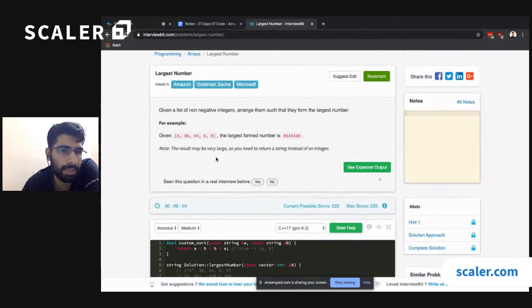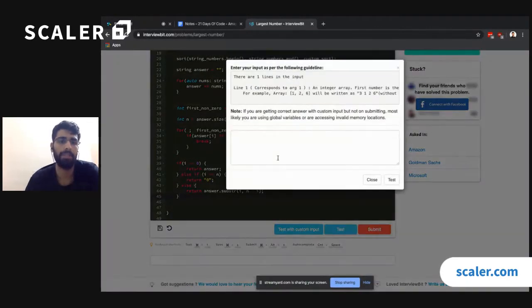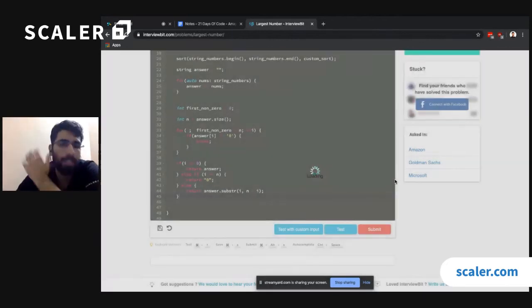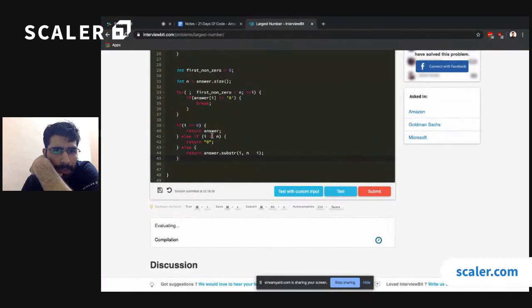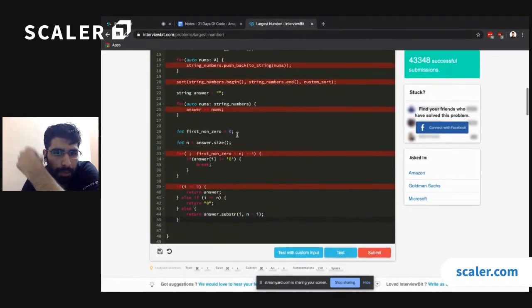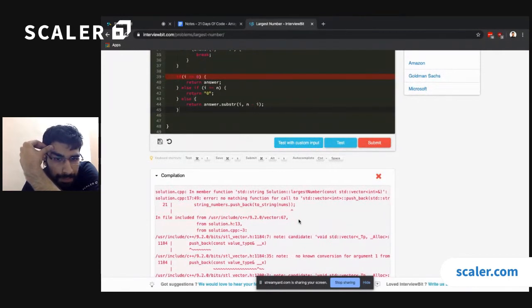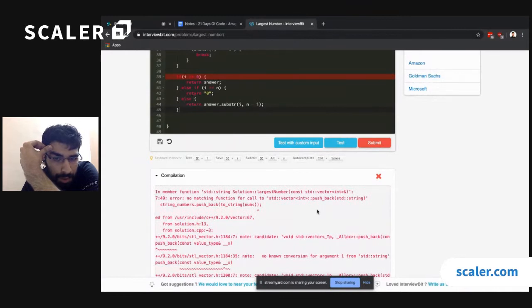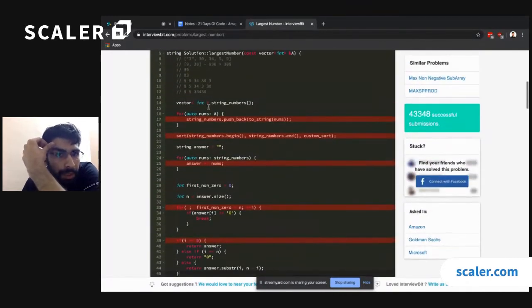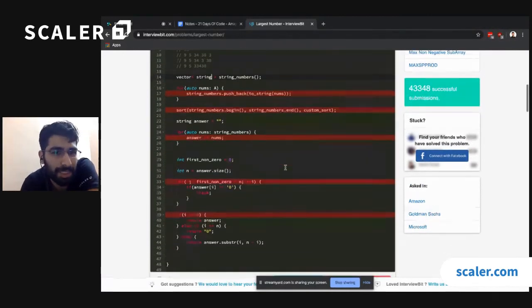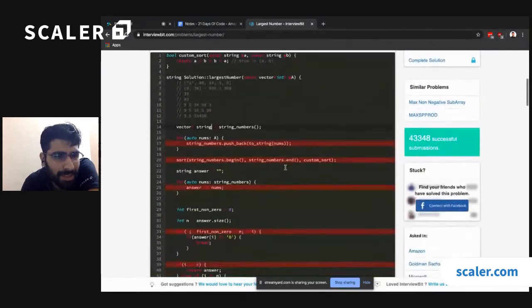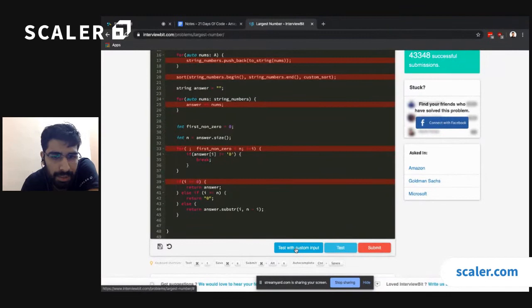So let us take 3, 30, 34, 5, 9. 3, 30, 34, 5, 9, and the size of this array is 5. 1, 2, 3, 4, 5. Let's see what the answer is. And I'm returning... I again have issues. What is the issue? No matching function for... okay, so I have a vector of integer and I'm pushing strings to it. So that's a very bad mistake to do. Do I have any other errors? No, let us test it.